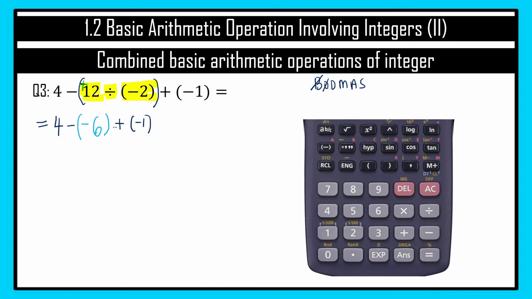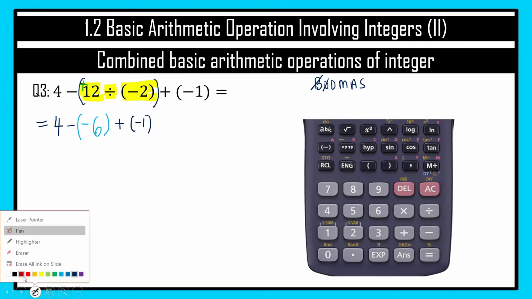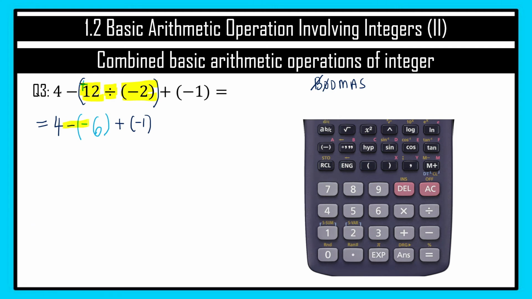Now let's see. The next step is we want to simplify this part and this part, the two parts that are highlighted in yellow color. Remember, this is a bracket.